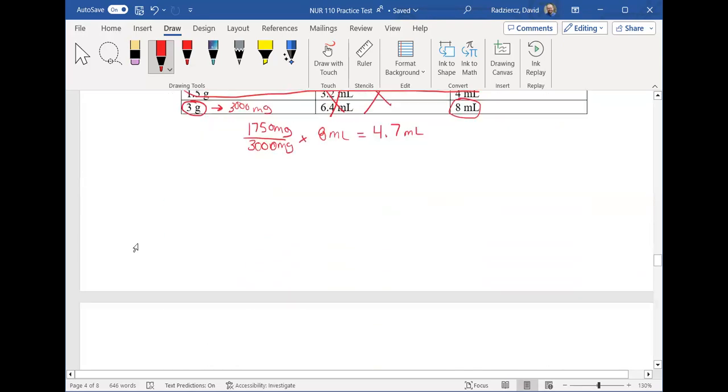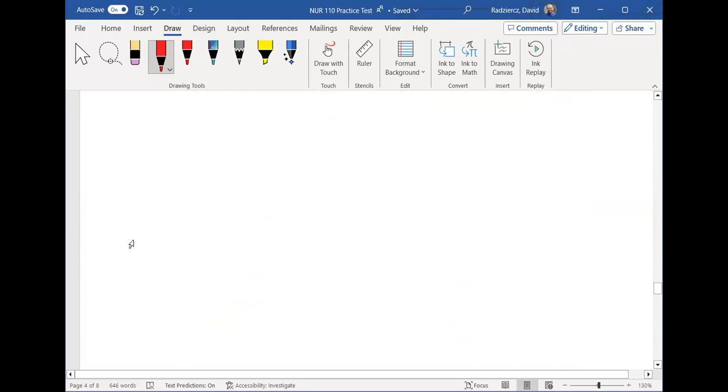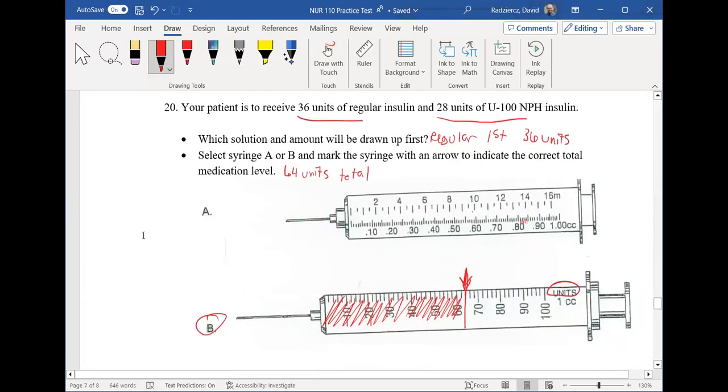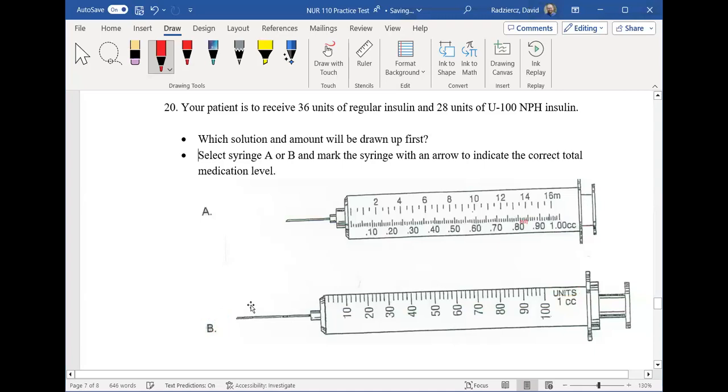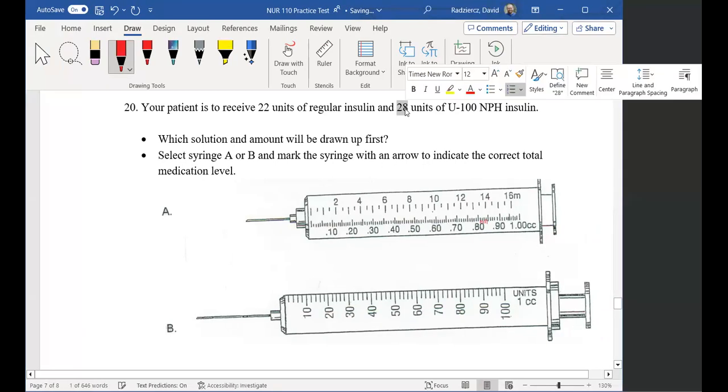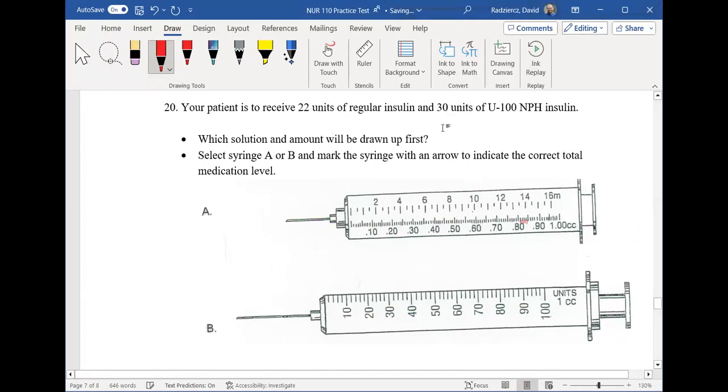Another one I want to go over real quick is one that is much debated and commonly missed, and I'll show you why it's missed in just a second. I'm going to change all the values here so I can show you how we do this. So I'm going to change my units here. Let's say for regular insulin, I'm going to do 22, and then 30 for the NPH. All right.